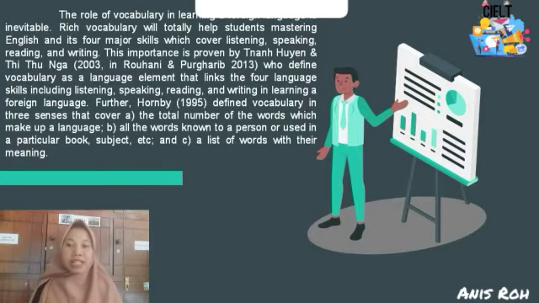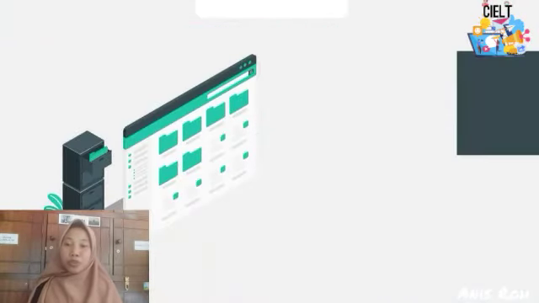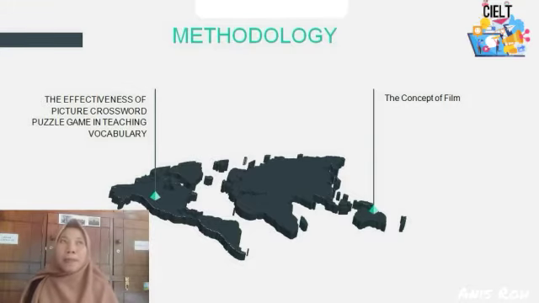Okay, and the next is methodology. There are two parts about the methodology. Number one is the effectiveness of the picture crossword puzzle game in teaching vocabulary. This is one of the strategies if you want to teach vocabulary with games, and other strategies. It is very good, and fun, and so on.